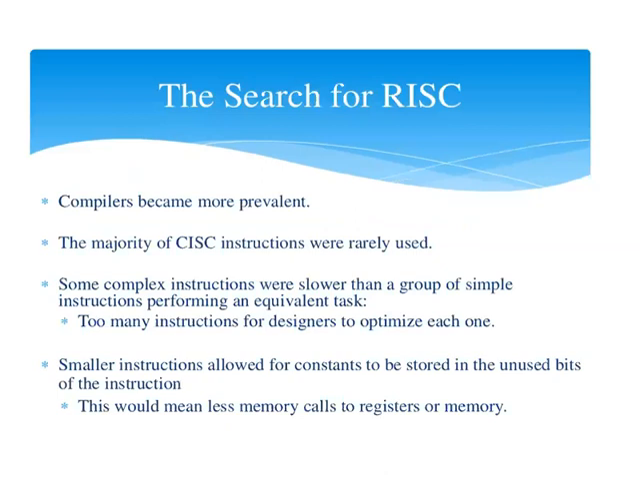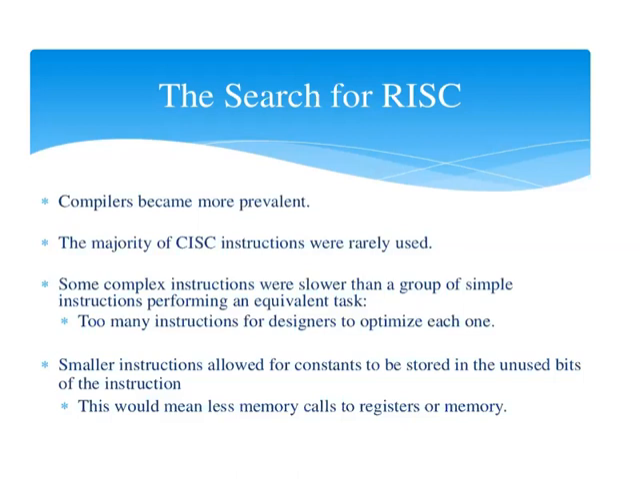And after the CISC, the search for the RISC came. Compilers became more prevalent, meaning at that time they were more valuable and a major area of research. The majority of CISC instructions were rarely used. Because it is very complex, the speed also was not improving that much. High speed is not what we are gaining from using the CISC. That's why the majority of CISC instructions were rarely used. Some complex instructions were slower than a group of simple instructions performing an equivalent task.